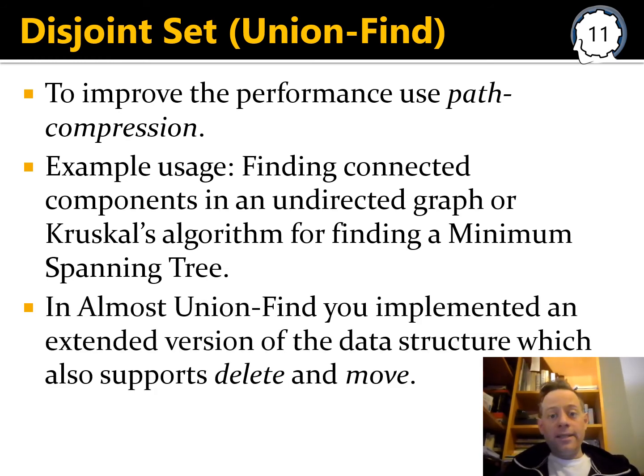And then there is an exercise called the almost union find, where you extend this basic union find data structure with delete and move, so that you should be able to remove nodes, and you should be able to move nodes, so individual nodes, not the full set, from one set to another. And actually, this is also a problem in this week's IMPA contest. So added bonus there.